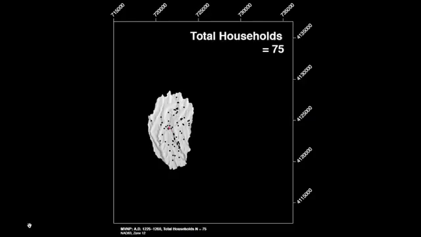And finally, the total households is just the total number of households that fall within the maximum extent radius.